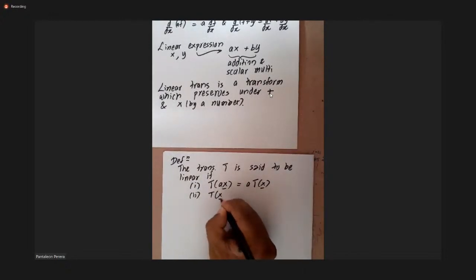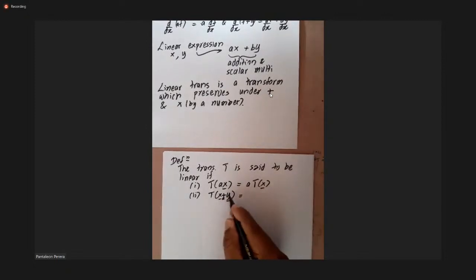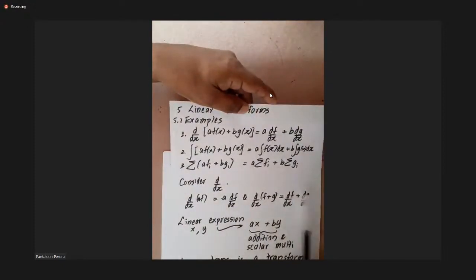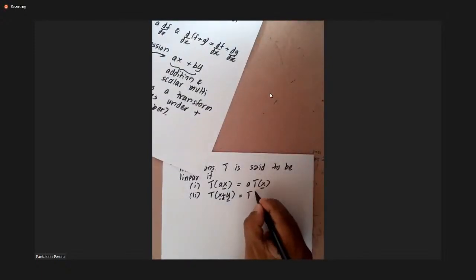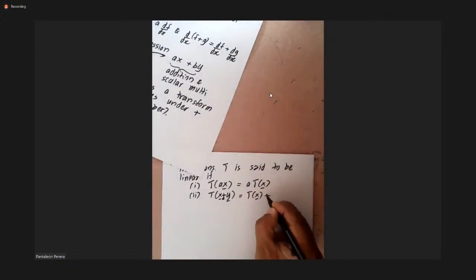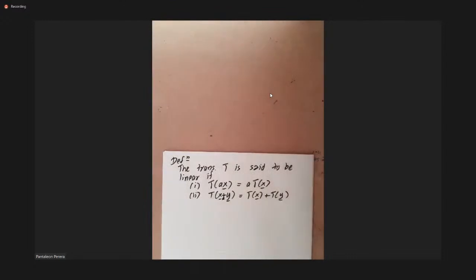If you have two vectors, this plus that, then if you have a sum, what would you do? In derivatives, what would you do? You take one at a time. So similarly, you take one at a time. So simple stuff. Geometrically, I can explain what it is.